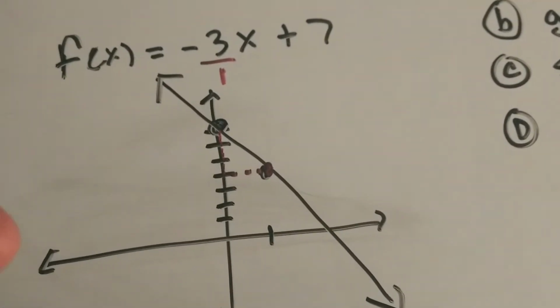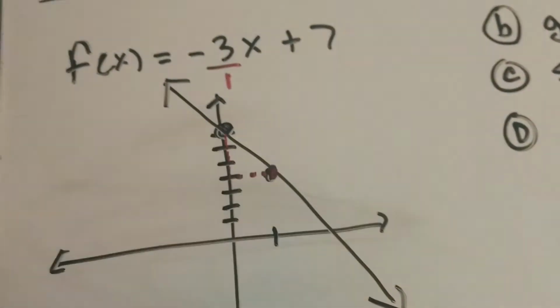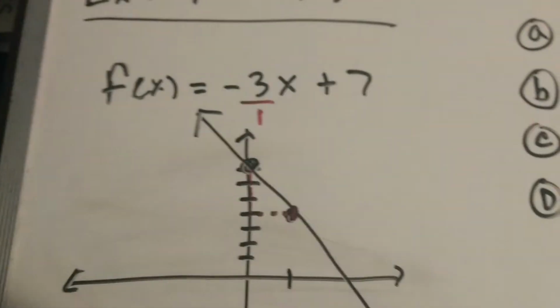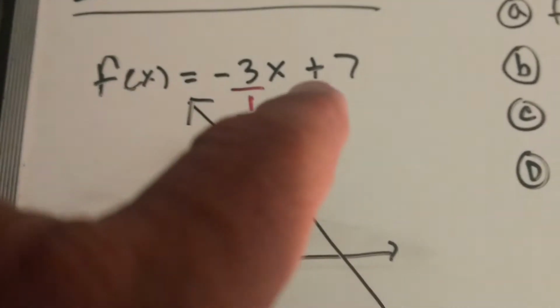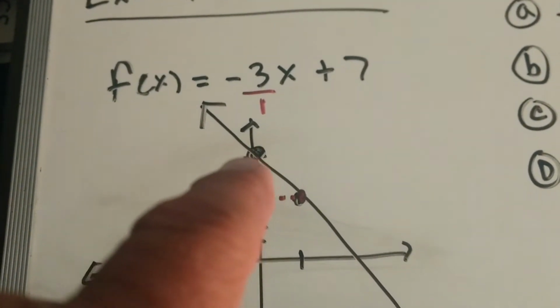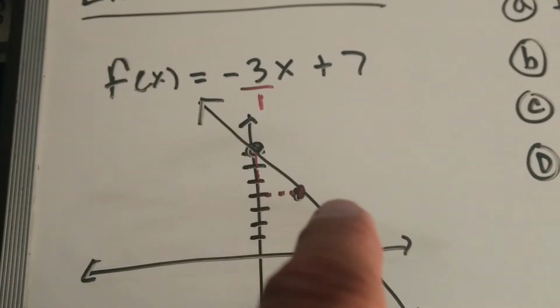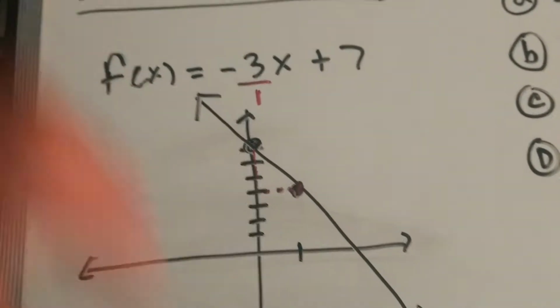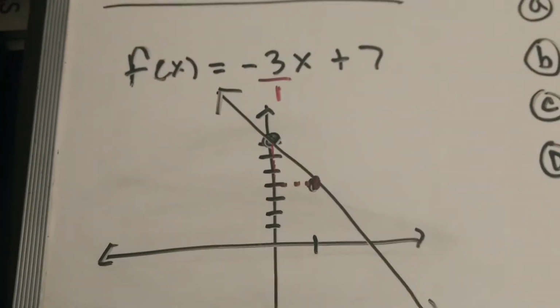I'm done. So, make sure you understand that when graphing lines, you're plotting the y-intercept first on the y-axis. From that y-intercept, you move your slope to get your second point. Then you draw your line. Remember, you only need 2 points to draw a line.